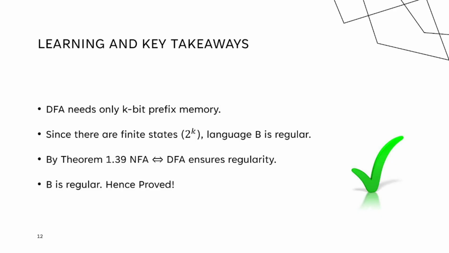So here are the learnings from this assignment. We have learned that the DFA only needs to store a fixed number of symbols. In this case, it's the prefix of length k. Secondly, the number of states grows exponentially with k, but still it remains finite, which is the key property that makes the language regular. And finally, by theorem 1.39, we know that NFAs and DFAs are equivalent, and that helps us in knowing the regularity. Hence, we have formally proved that the language is regular for B.